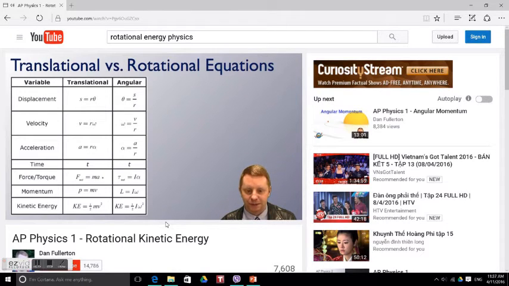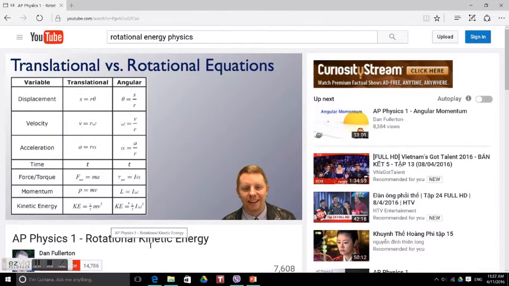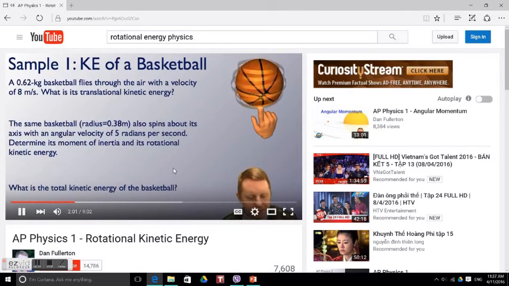Next, Newton's second law: net force equals mass times acceleration. Net torque equals moment of inertia times angular acceleration. Linear momentum, p equals mv. Angular momentum, L equals I omega. And finally, translational kinetic energy is 1/2 mv squared, and rotational kinetic energy is 1/2 I omega squared. You have analogs to all of these different values in the rotational and translational arenas.